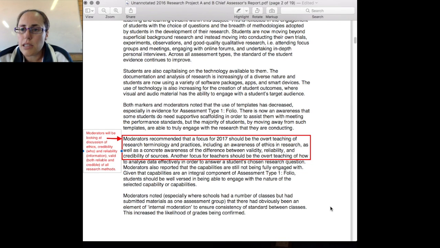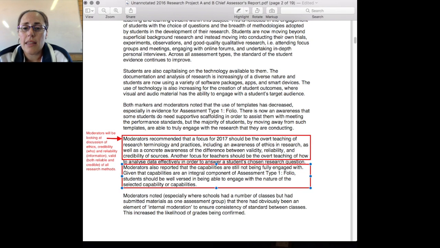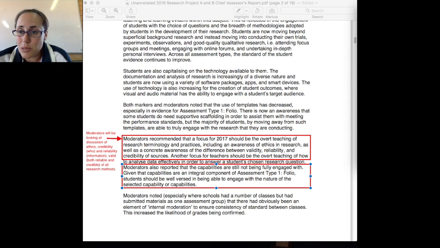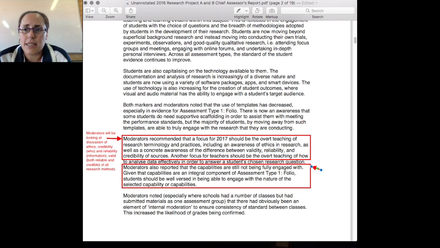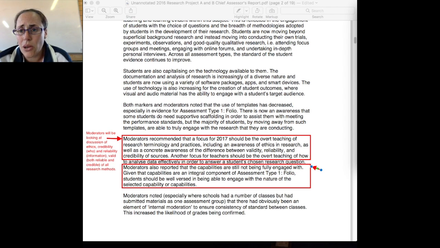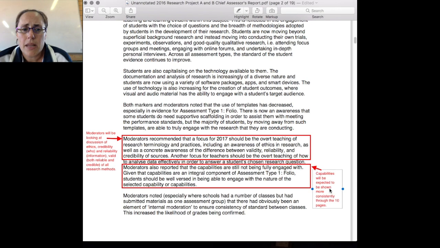There are concerns about capabilities not being spoken about all that often in the folio. Therefore, if you're doing a research project, which you all are, you need to make sure that you explicitly show where the capabilities are being developed and how they're being developed. If you don't understand what the capability is asking you for, ask your teacher, because they'll be able to help you. It's a good idea to show the development of the capability over the 10 pages that you hand up. So that's the two things on the very first page.